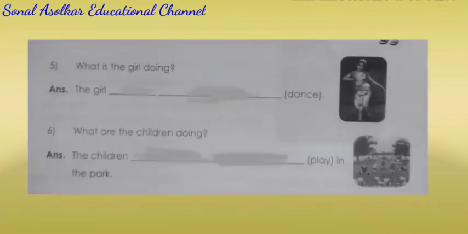Question number 5. What is the girl doing? Answer: the girl is dancing. Question number 6. What are the children doing? Answer: the children are playing in the park.